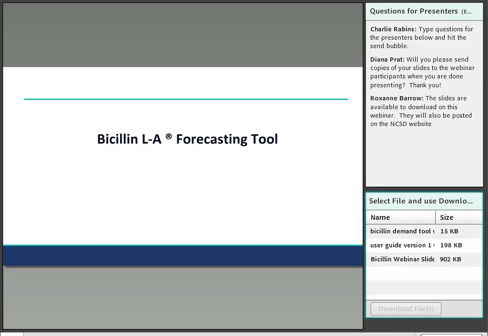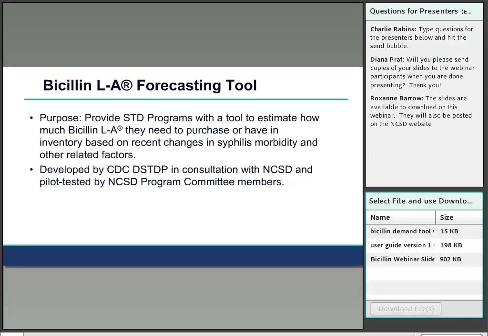So one of the things that we recognized was a need in the field: can we come up with some kind of an easy-to-use tool that people could use to better forecast how much Bicillin they needed, based on some recent morbidity data, as well as give people the ability to use some more variables if they wanted to. It's important because we want people to have enough stock on hand, so if we ever come to a point where there's a huge outbreak or there are shortages, people know where their Bicillin is, and they have hopefully enough on hand to handle those kinds of situations.